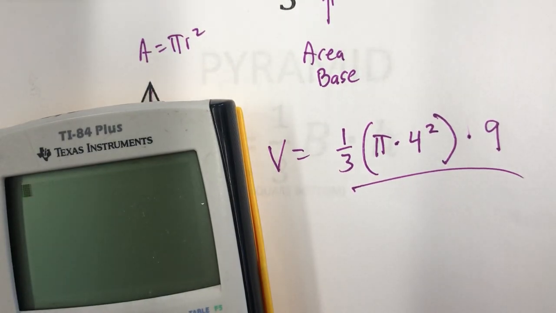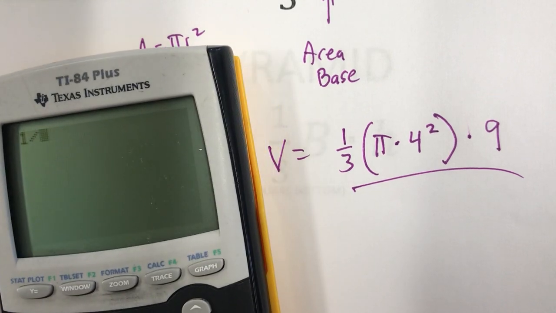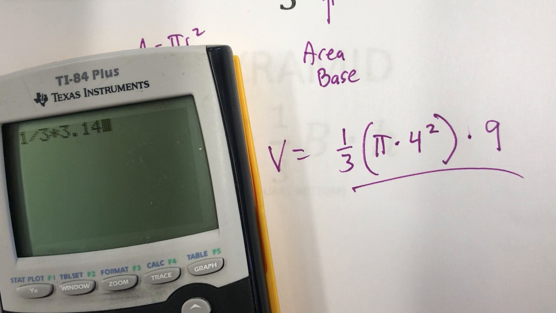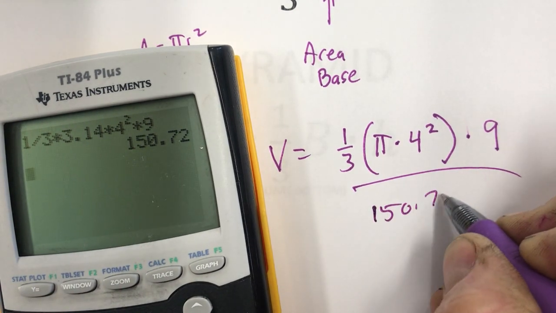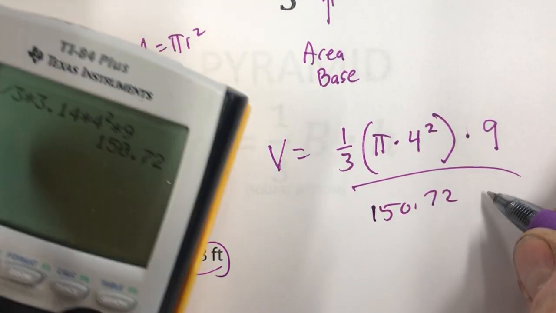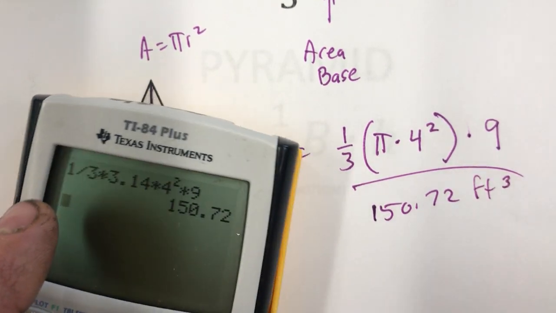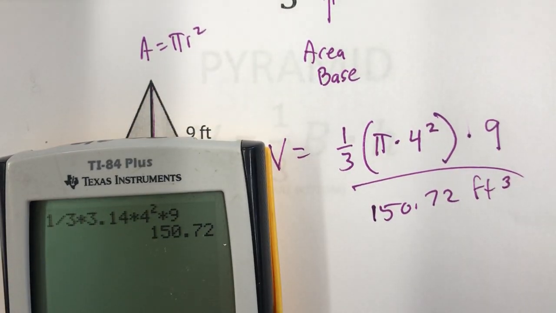All right, so it's going to be 1 divided by 3, 1/3, times pi, which is 3.14, times 4 squared, and then times 9. That's 150.72, and this was in feet. These are cubic feet, so it's to the 3rd power.